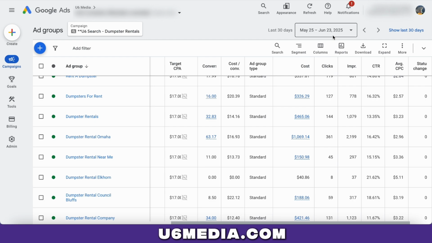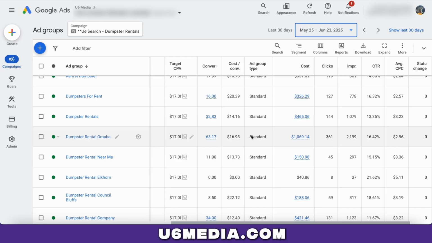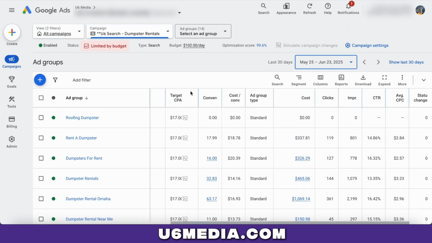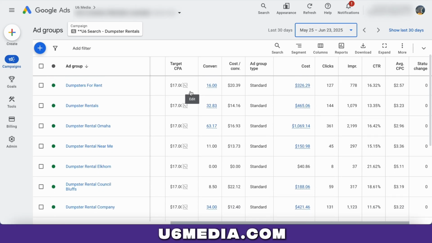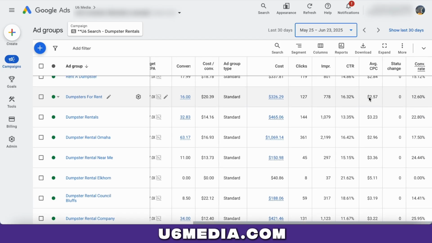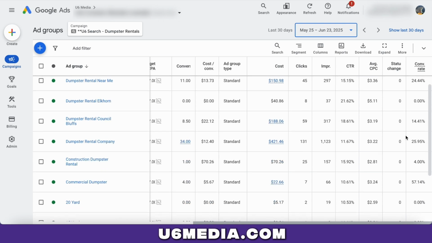Now, taking a look just at the last 30 days here, so May 25th to June 23rd, we can see we're using a maximize conversions target CPA bid strategy. And let's just take one, for example, dumpsters for rent. 16 leads, a cost per lead of $20.39, 127 clicks were generated, and a $2.57 cost per click with a 12.6% conversion rate. Not the best conversion rate. That may need to be dialed in a bit more. But overall, they're producing really good.